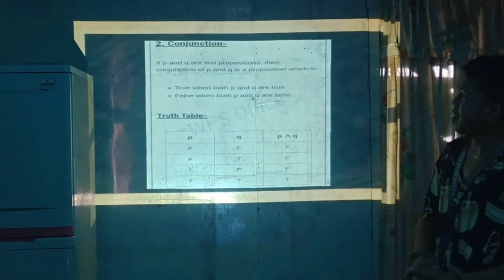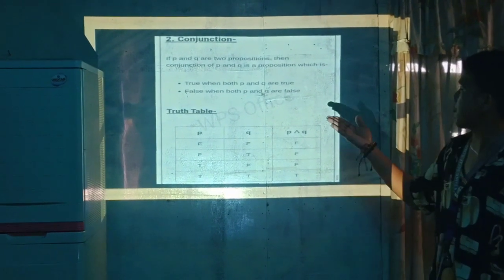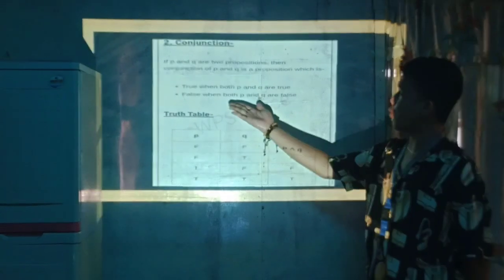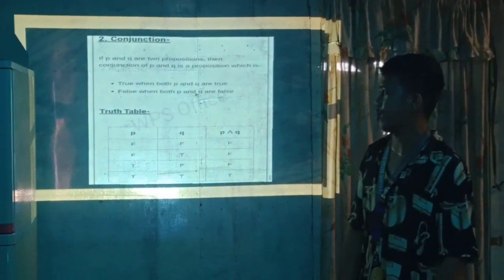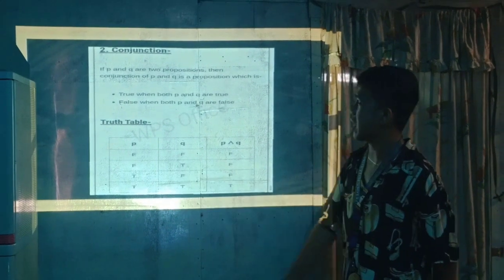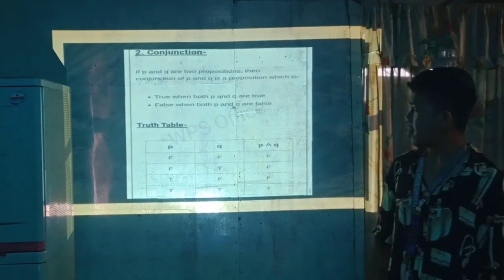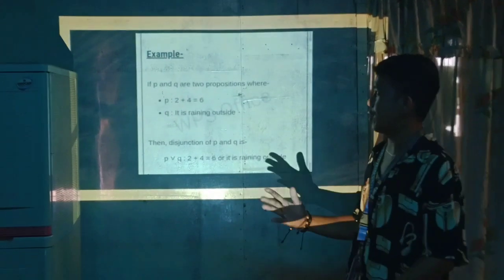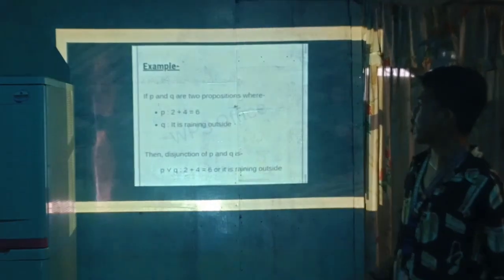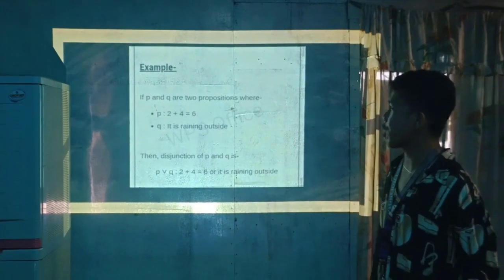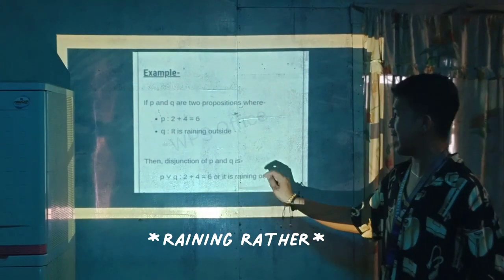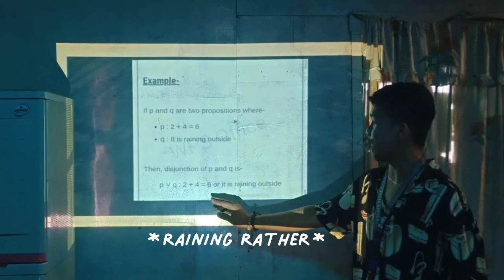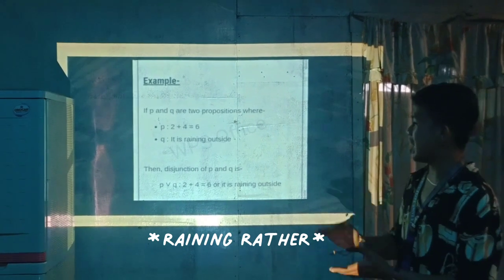Okay, the conjunction. If P and Q are two propositions, then the conjunction of P and Q is a proposition which is true when both P and Q are true and false when both P and Q are false. And this is the truth table of the conjunction. Next. Okay, example. If P and Q are two propositions where P is 2 plus 4 is equal to 6 and Q is it is raining outside, then the conjunction of P and Q is 2 plus 4 is equal to 6 and it is raining outside.